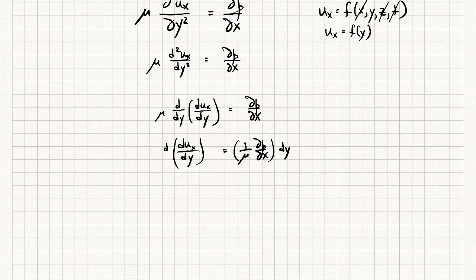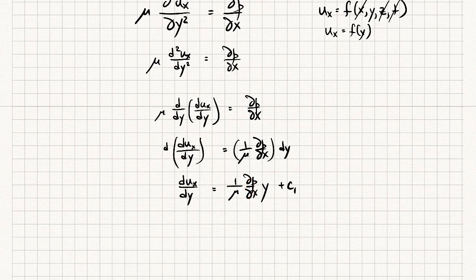So we can integrate that. We can integrate both sides, and we'll get dux/dy is equal to 1 over mu dp/dx times y plus some constant. I've assumed when I integrated this with respect to y that mu is not a function of y, because we assumed that it was just a constant dynamic viscosity. And I'm also assuming that the pressure gradient in the x direction doesn't vary with height y. It's the same pressure gradient at the top plate as it is at the bottom plate. Okay, so I've made that assumption here.